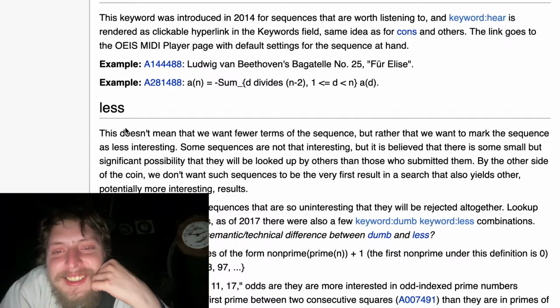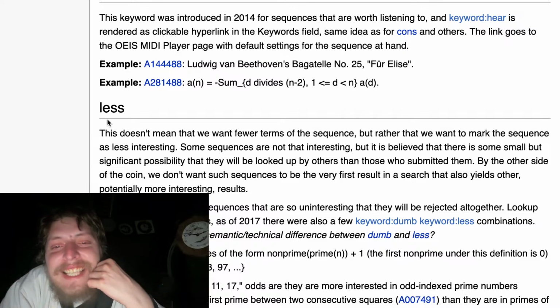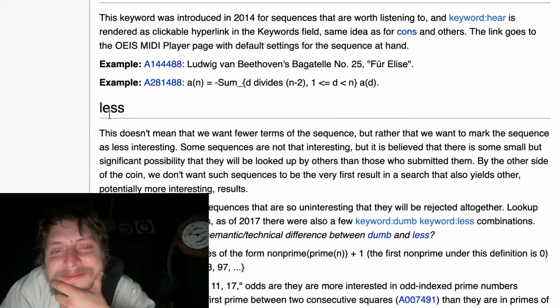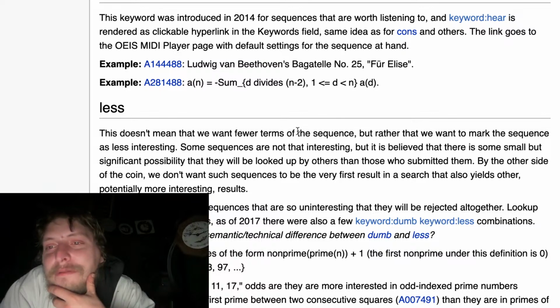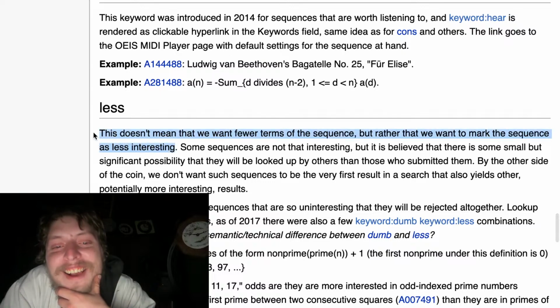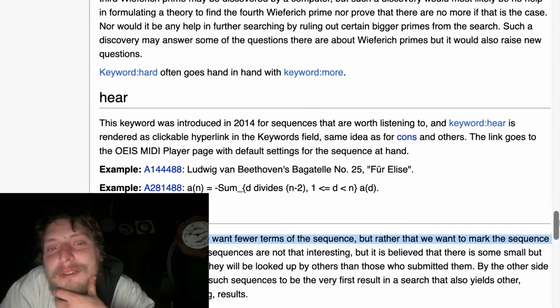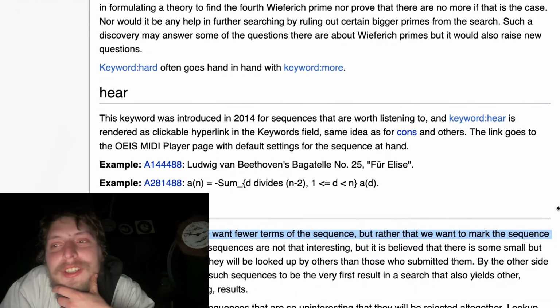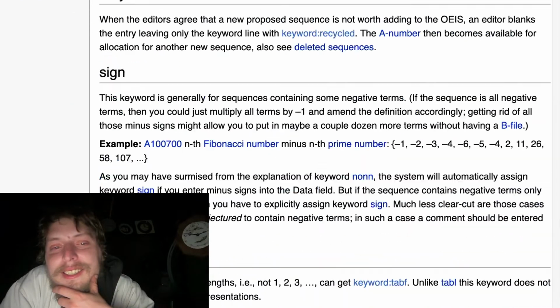Less. Does it really mean it's less interesting? It doesn't mean we want fewer terms, but we want to mark the sequence as less interesting. Yeah, less means less interesting. Okay, we have to see which ones are less and dumb. Those are just the sequences they hate.